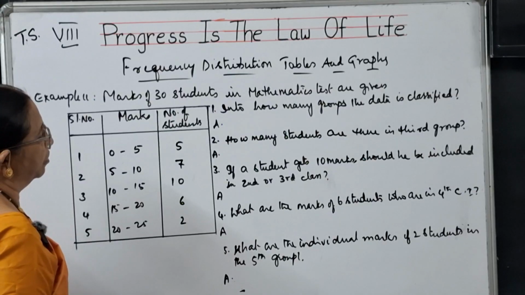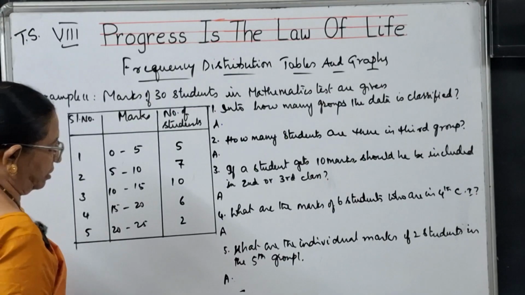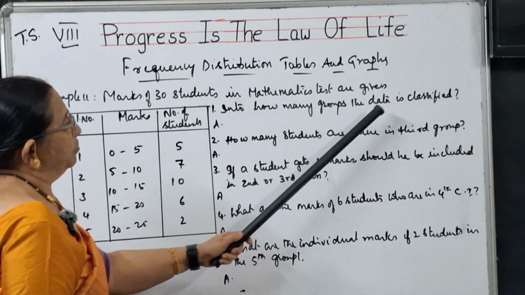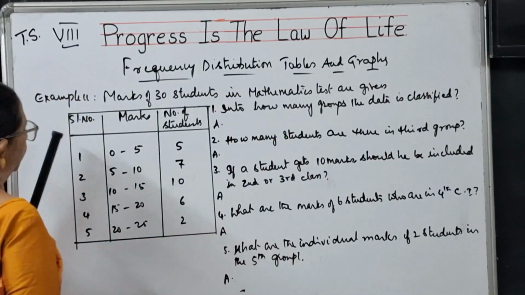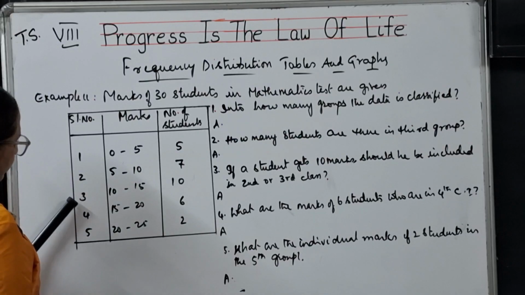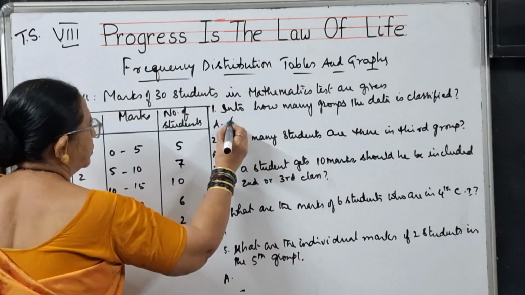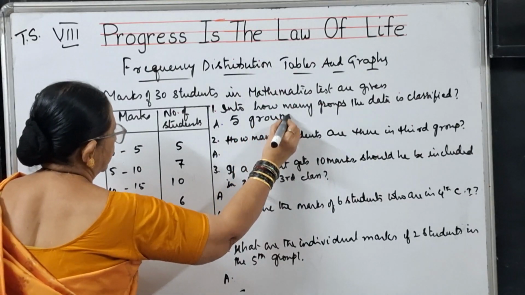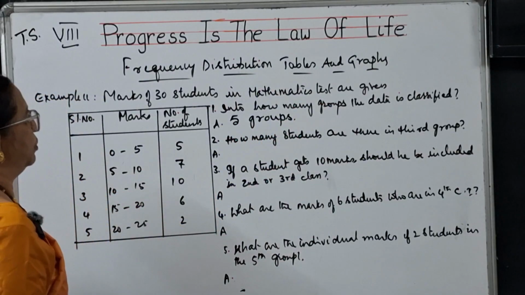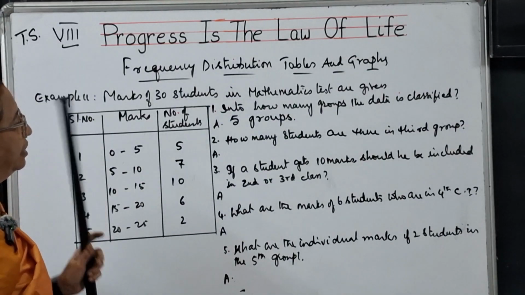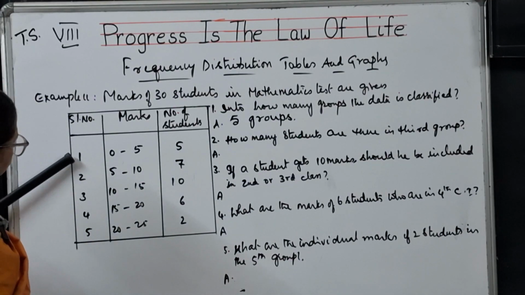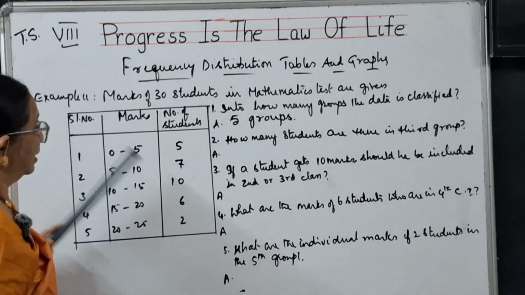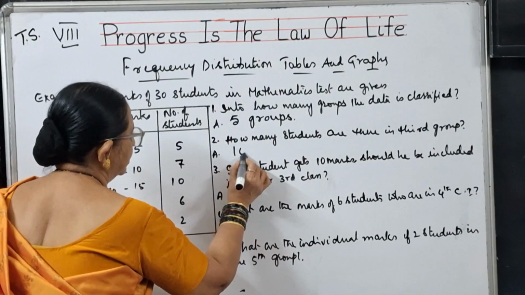So let me talk about these questions. The first question is, into how many groups is the data classified? How many groups are there? 1, 2, 3, 4, 5. So the data is classified into 5 groups. How many students are there in the third group? Which is the third group? First, second, third. This is the third group. How many students are there? 10.